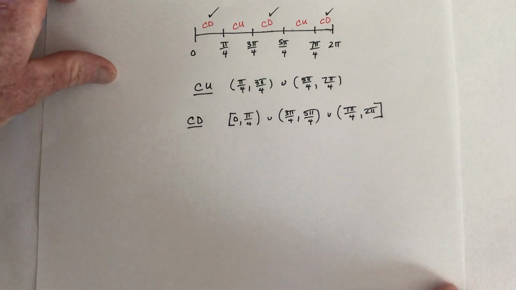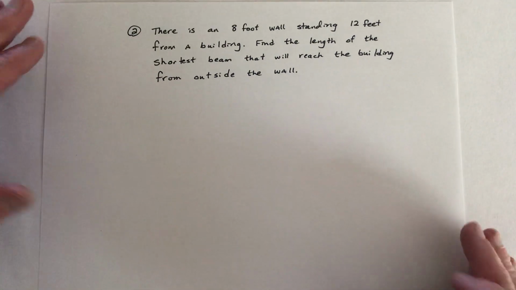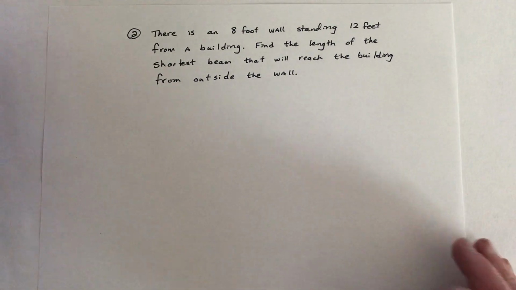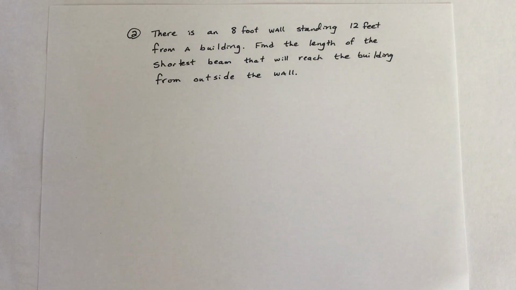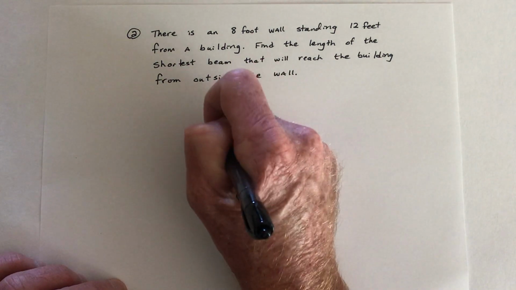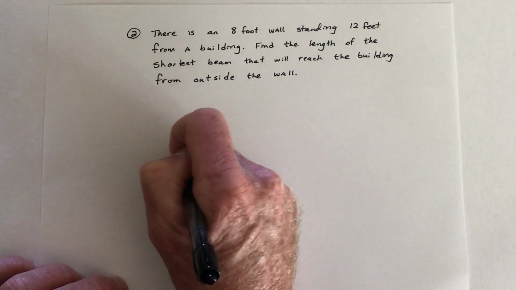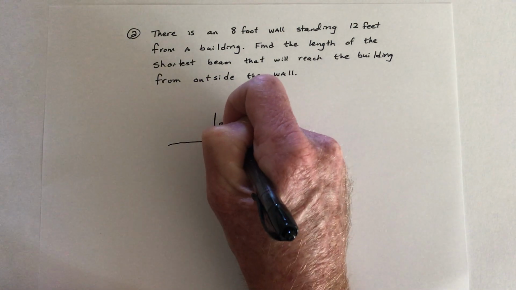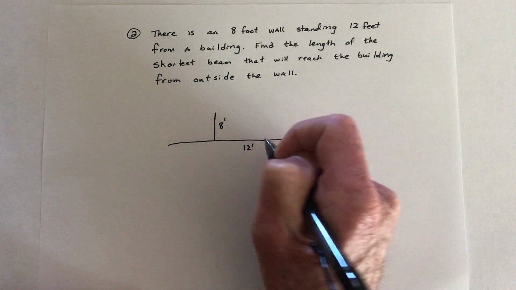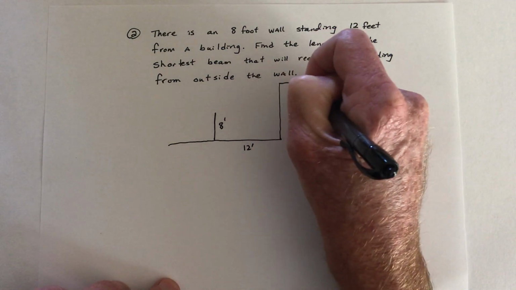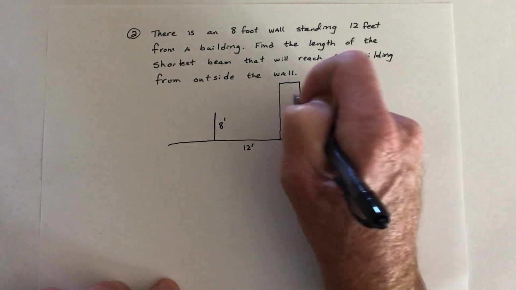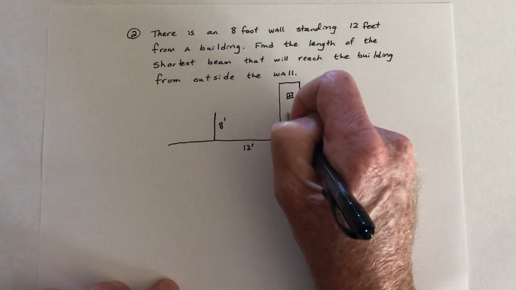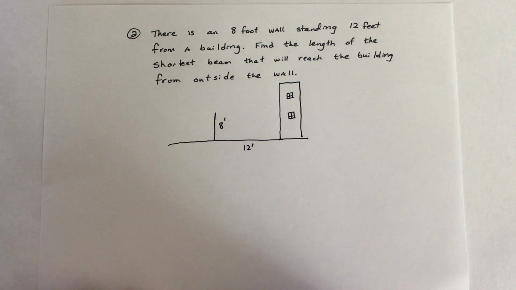Okay, then on to the last example. I think this is an interesting application of calculus. So there's an 8-foot wall. So let's say this is the wall, this is the ground, and it's standing 12 feet from a building. So this is an 8-foot wall. It's standing 12 feet away from a building. So this is going to be the building. Nice windows or something. Oh, looks more like a prison.